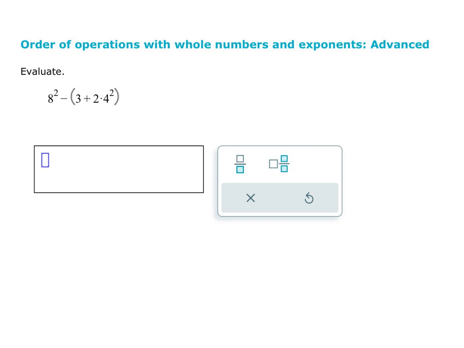This topic is order of operations with whole numbers and exponents. So the first thing we need to remember is our order of operations, PEMDAS, and remember that the multiplication and division and the addition and subtraction are within the same step from left to right. And here is our expression, 8 squared minus the quantity 3 plus 2 times 4 squared.